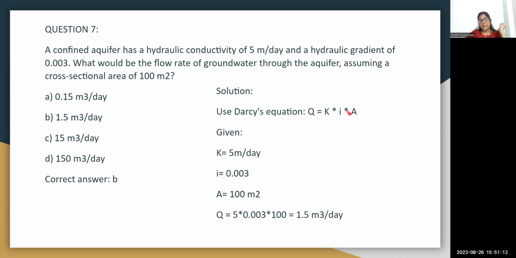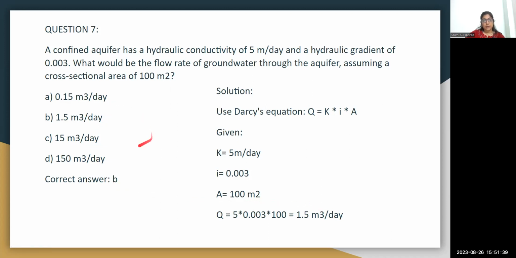So we'll be multiplying the cross-sectional area with K into I, because we all know that V is equal to Q by A. So Q will be equal to velocity into A. Velocity is equal to K into I. So Q will be equal to K into I into A. K is given as 5 meter per day, I is given as 0.003, A is given as 100 meter square. Directly multiplying it, we'll get 1.5 meter cube per day.